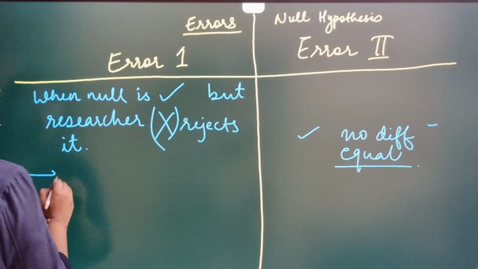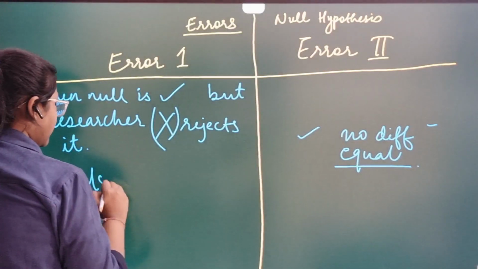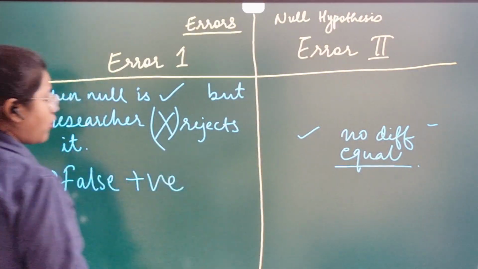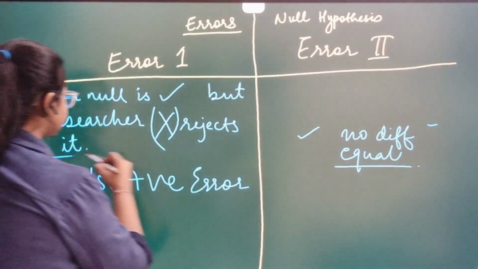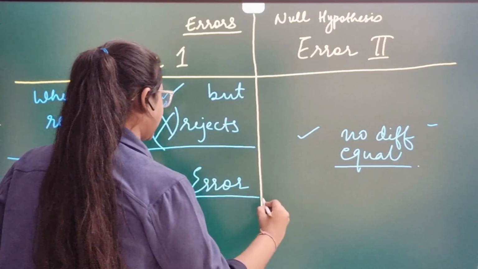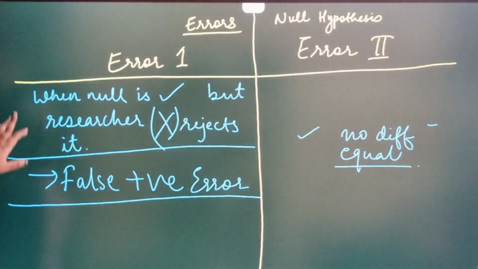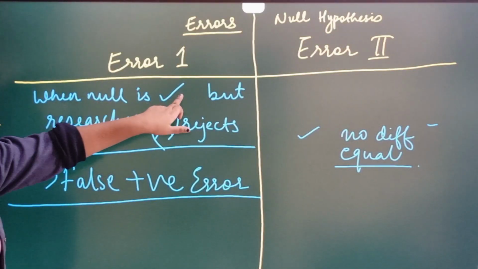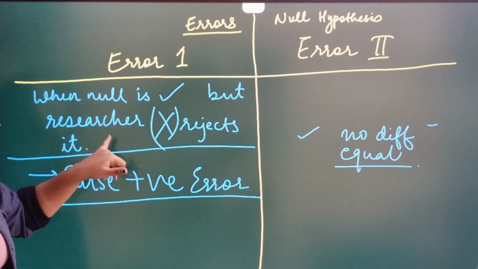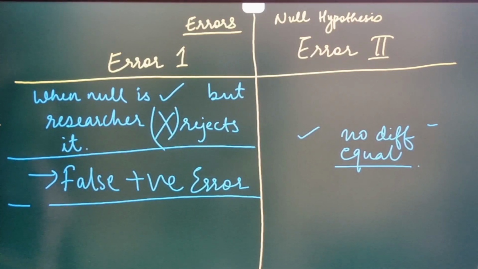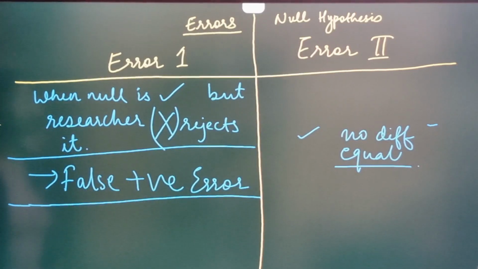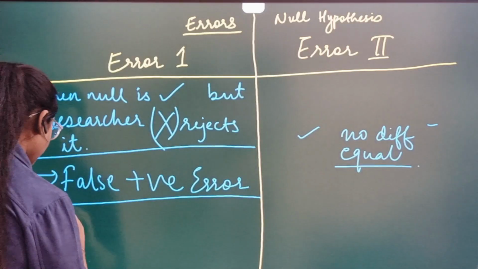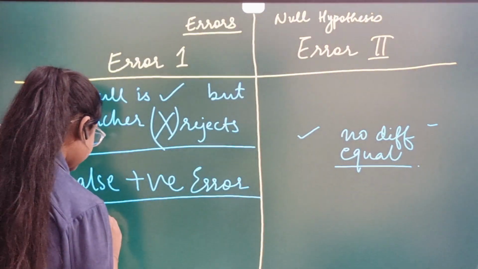Okay, it is also known as false positive error. So which error is the false positive error? Type 1 error of null hypothesis, wherein the null is correct, it is validated, but the researcher rejects it. Am I clear? It is also known as false positive error. Correct? Now, what is the cause of this type of error?